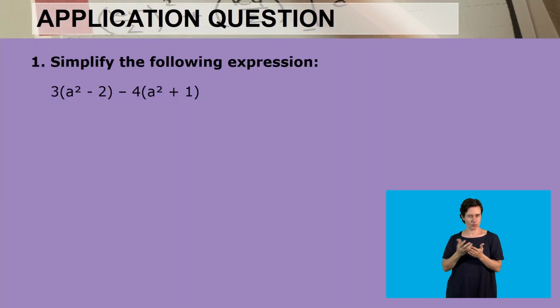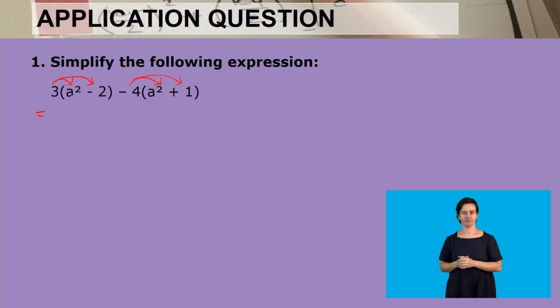Welcome back. Let's do some application questions. The first one is: simplify the following expression. You are given 3 multiplied by a bracket and minus 4 multiplied by a bracket with 2 terms each. So every term inside the bracket must be multiplied by the term outside the bracket, and same for the next bracket.